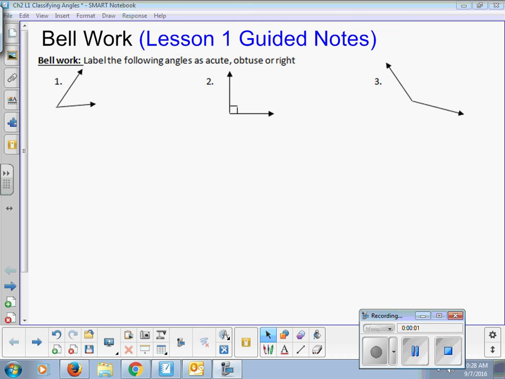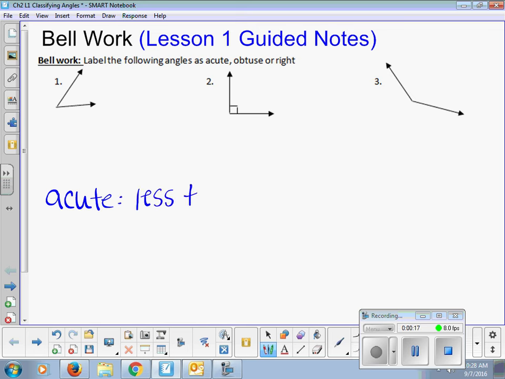So the bell work for today's lesson is to label the following angles as acute, obtuse, or right. For a quick refresher, acute angles are what? Cute. They're cute and little. They're less than what? 90. They're less than 90 degrees.